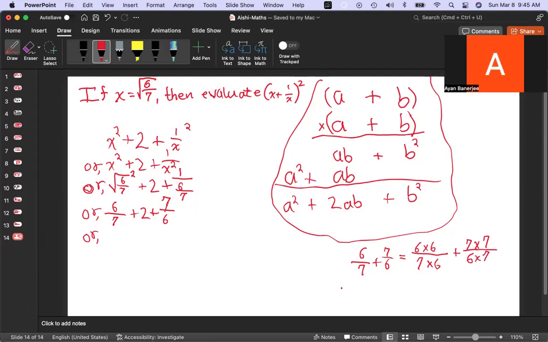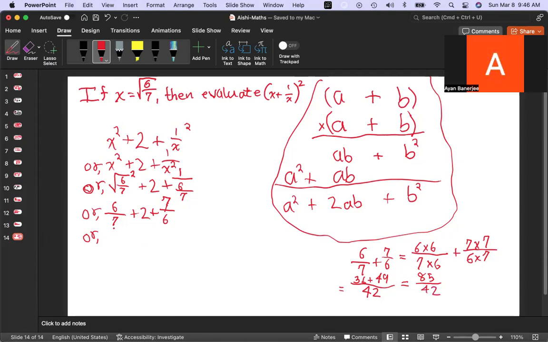Okay, so we have 36 plus 49 divided by 42. So let's add the two numbers on the numerator. We have 30 plus 40, 70. 70 plus 15, we get 85. So we have 85 divided by 42.